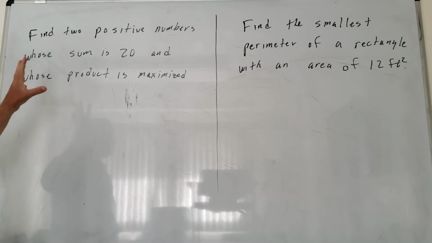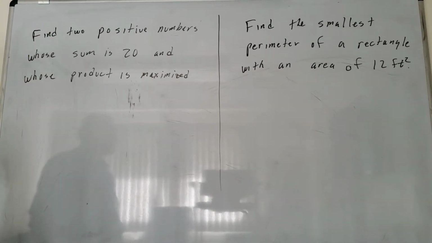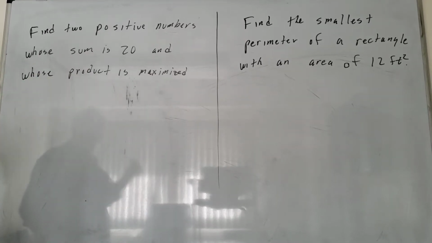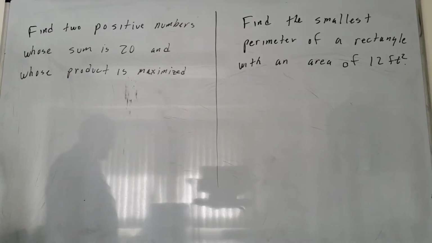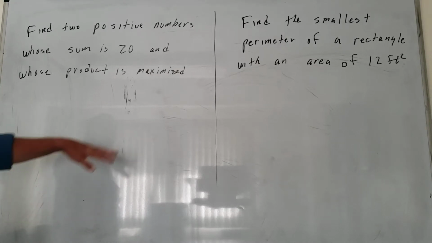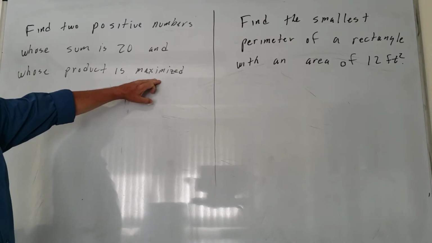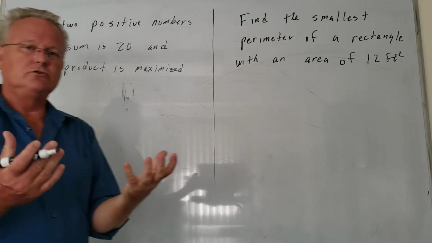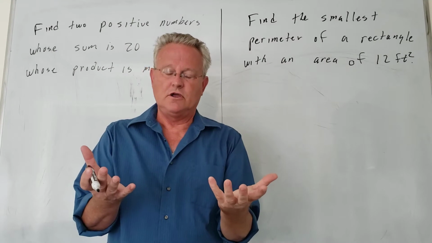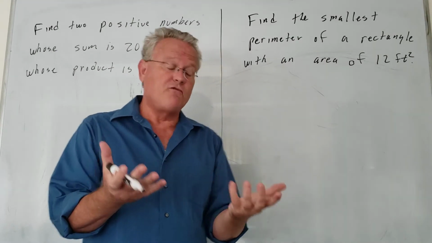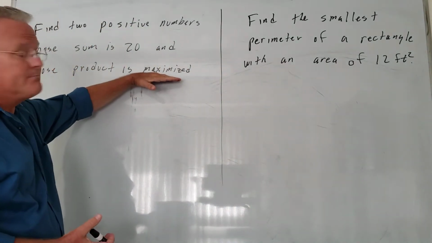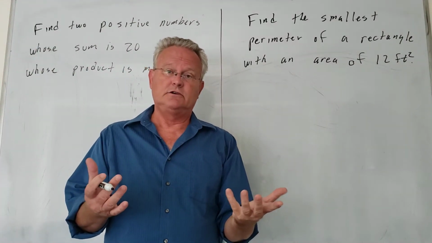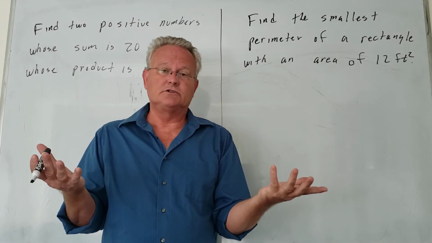So let's do this one. This is how we do these things. Read the problem, figure out what's being asked. So we're asked to find two positive numbers whose sum is 20 and whose product is maximized. Whatever it is you're asked to find the biggest or smallest of, that's what you need to get an equation for. Once we have that equation, we take the derivative and set it to 0 and solve.